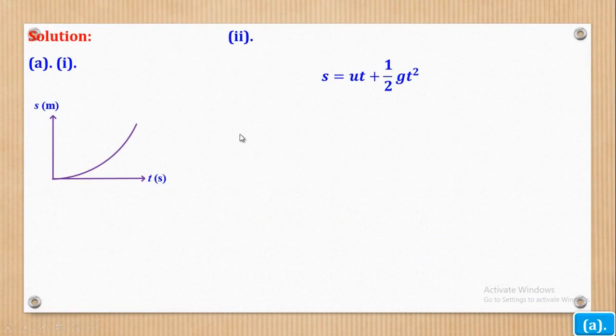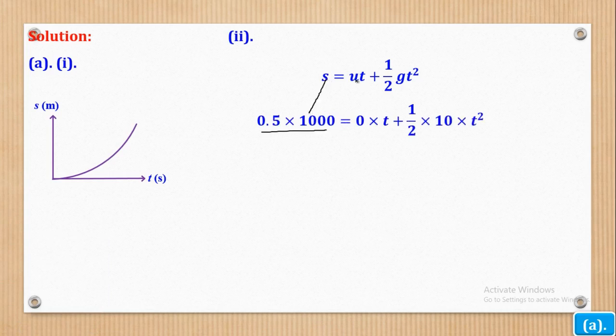So I shall use the second equation of motion and substitute. This 0.5 kilometers has to be changed to meters by multiplying by 1000. It was released from rest, meaning that the initial velocity is 0, t is what we want, and g is a constant. So simplify, and you'll come up with this becoming 500, the whole of this is 0, and this gives you 5t squared. Divide both sides by 5 to give you that. Put the square root on both sides, and we'll come up with t as 10 seconds.